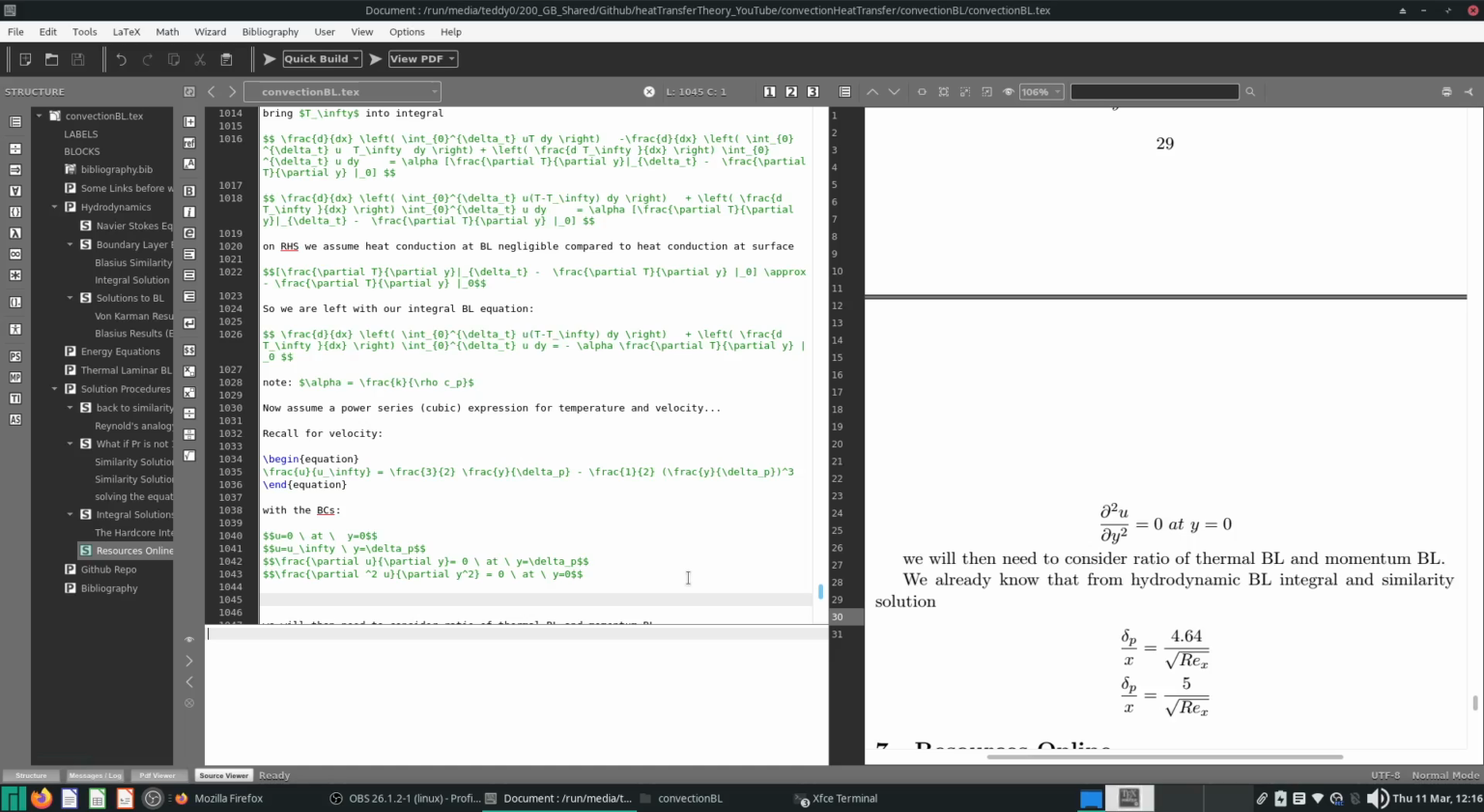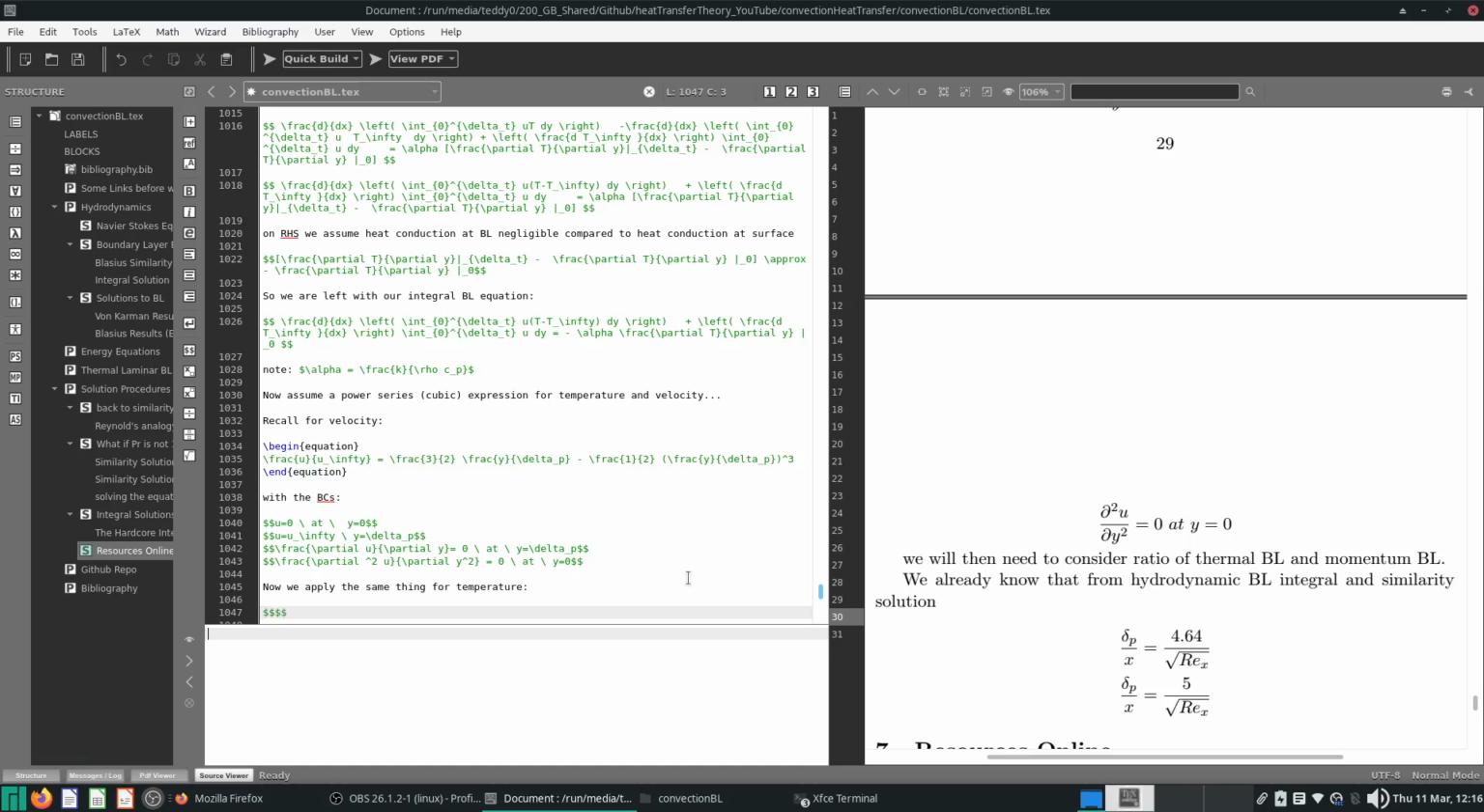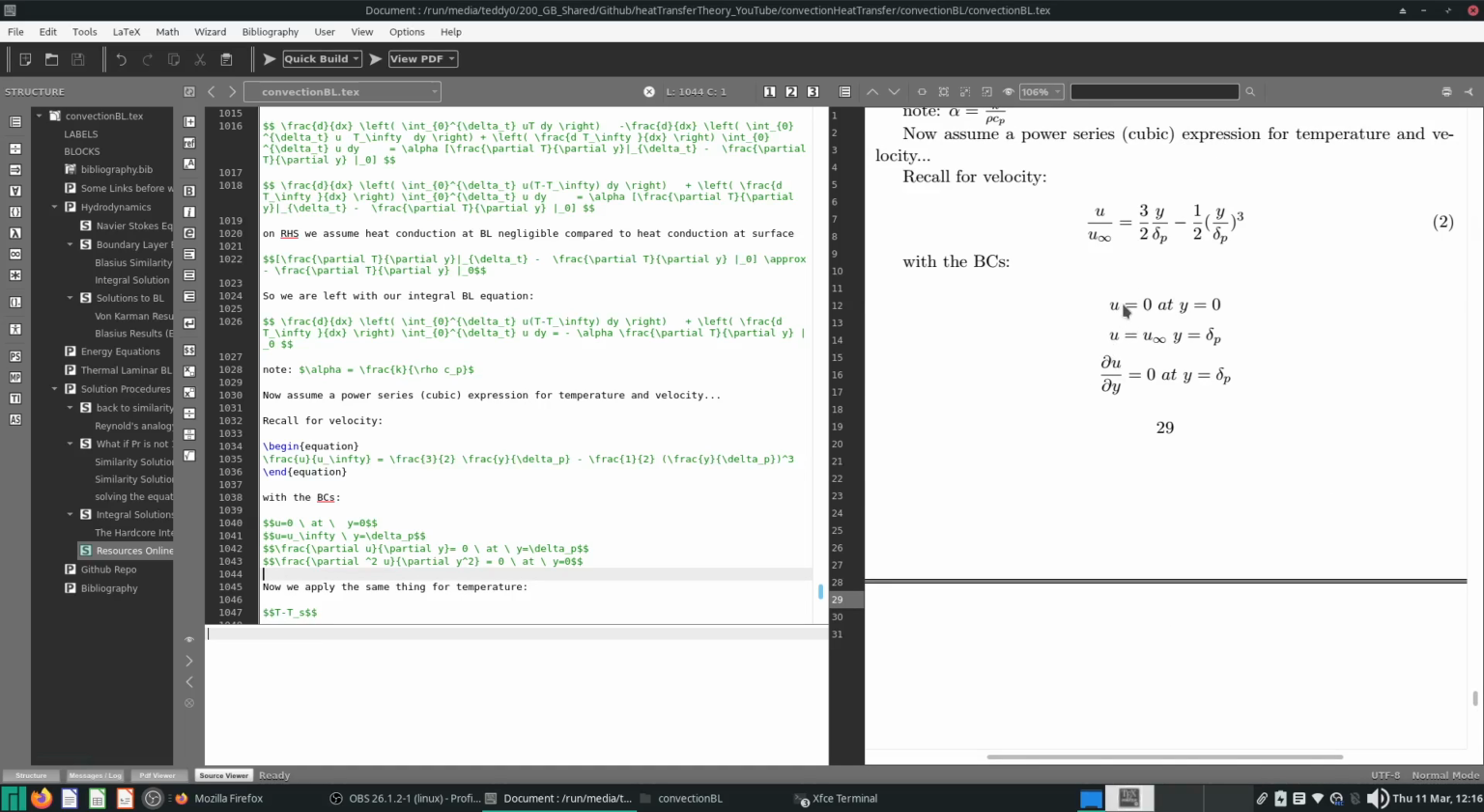Now we apply the same thing for temperature. The key difference here is that we have T minus Ts instead of just T itself, because the velocity of the surface is 0, so u minus us is still just u. So what we need to take note of is the temperature difference between the fluid and the surface temperature.